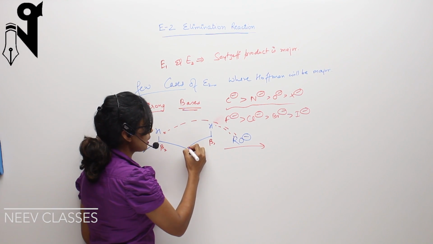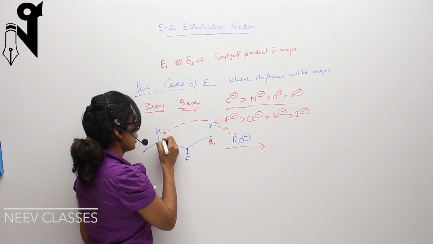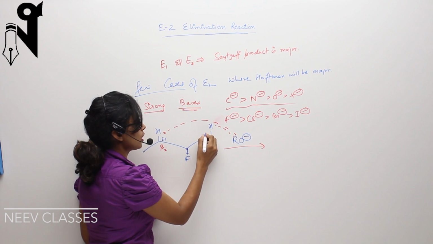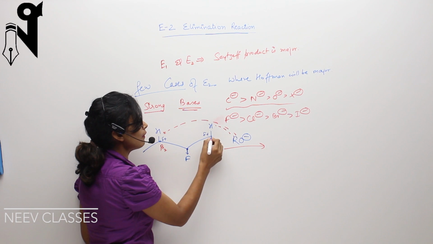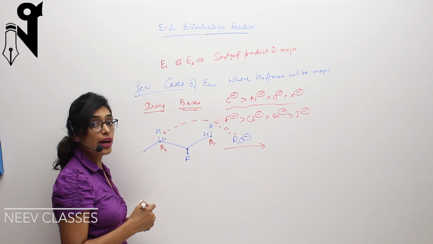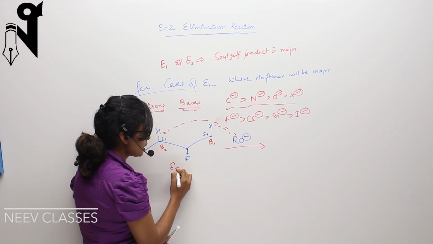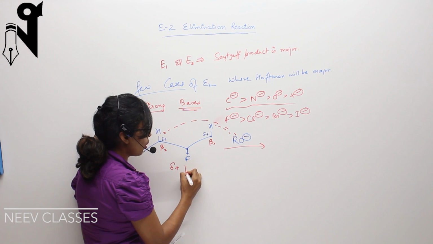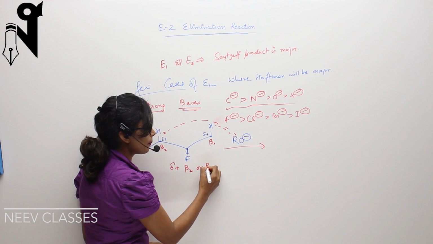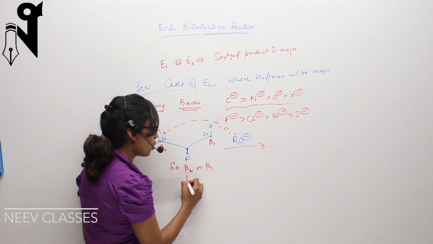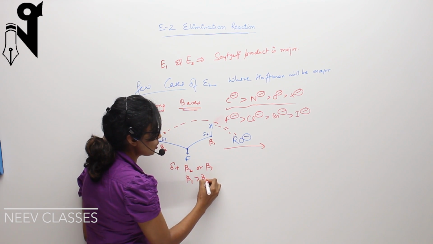Okay, so here you will have a partial positive charge. Here also you have a partial positive charge, on the beta 1 and beta 2 carbon. But where do you think the partial positive charge would be more? Partial positive charge is more on beta 2 or beta 1? So it will be more on beta 1 as compared to beta 2.